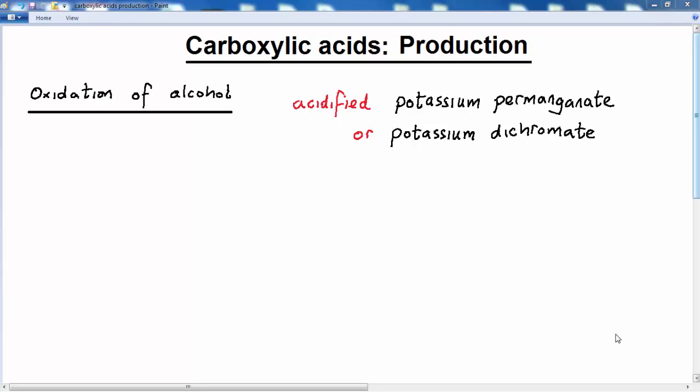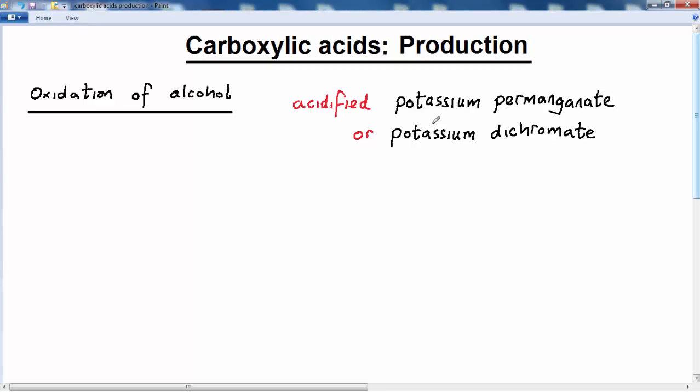In this lesson we're going to very briefly look at the production of carboxylic acids, and in the next lesson we'll look at the uses of carboxylic acids. So first of all, the industrial production, and that involves basically the oxidation of an alcohol.